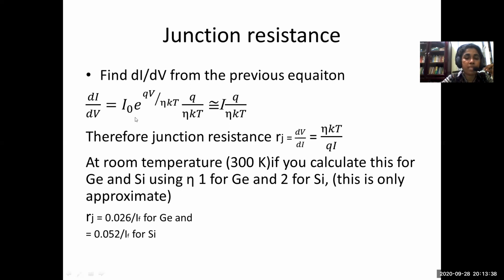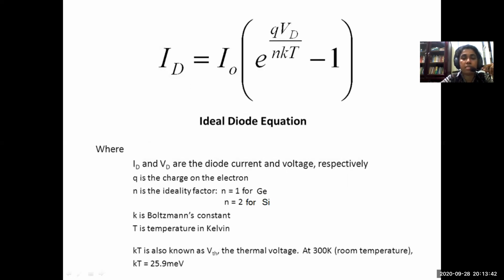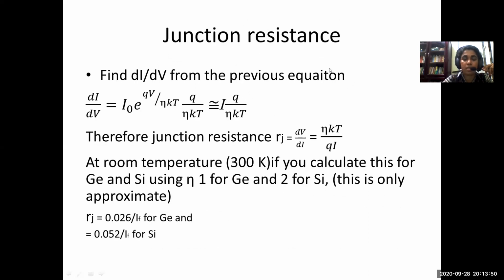And now here we will make an approximation, because in this equation, I is equal to I0, in the bracket, e raised to qVd by eta kT, minus 1. So if you just neglect that minus 1 in this equation for the differential of I with respect to V, you can approximate this term to be I. So I will approximate it like I q by nkT.